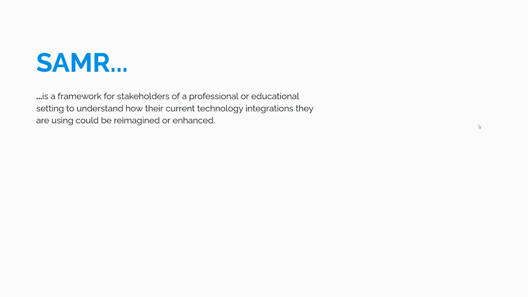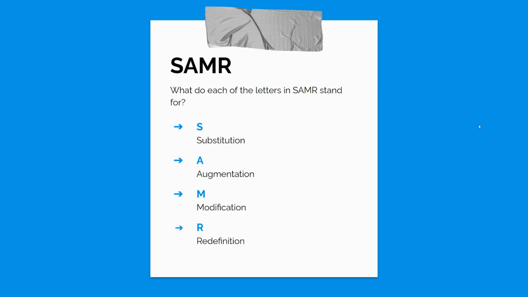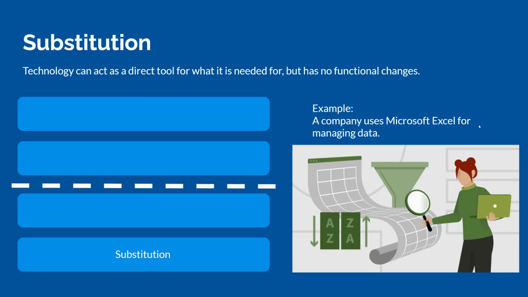This is a framework for stakeholders of a professional educational setting to understand how their current technology integrations they're using could be reimagined or enhanced. So what does SAMR stand for? S is substitution, A is augmentation, M is modification, and R is redefinition. So let's look at substitution first.